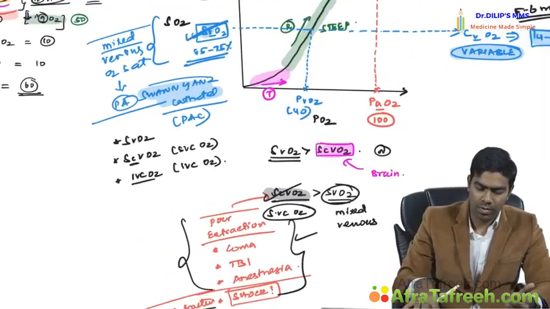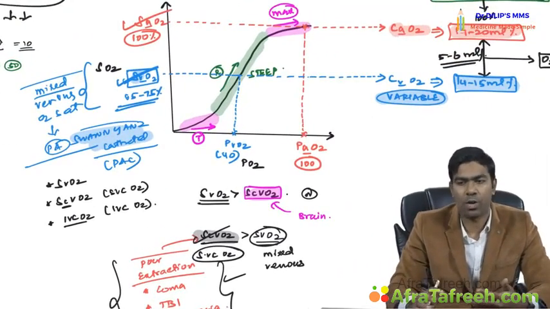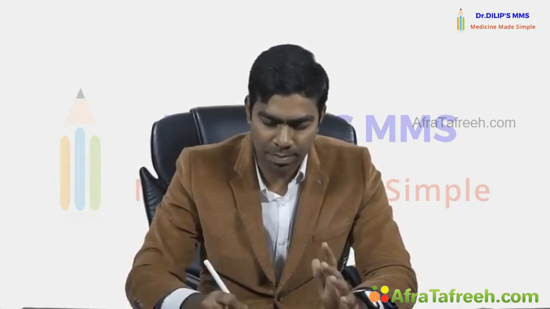Clear? So again, the concept of oxygen delivery and oxygen extraction and all this SVC and IVC saturation and mixed venous oxygen saturation will be dealt with once again in the shock chapter in detail. But right now, I just told you why you call this a mixed venous oxygen saturation. So this is a very important video to give you a proper understanding of what you mean by SvO2, what you mean by ScVO2, and what you mean by IVC O2. SvO2 is the mixed venous oxygen saturation. ScVO2 is the superior vena cava oxygen saturation, and IVC O2 is the IVC oxygen saturation.